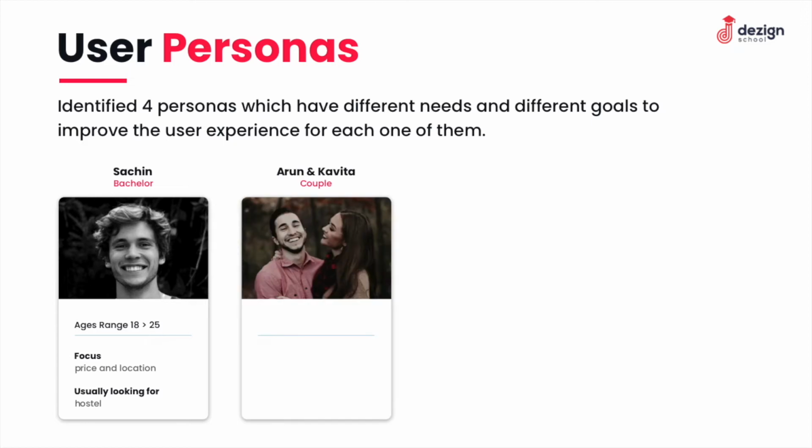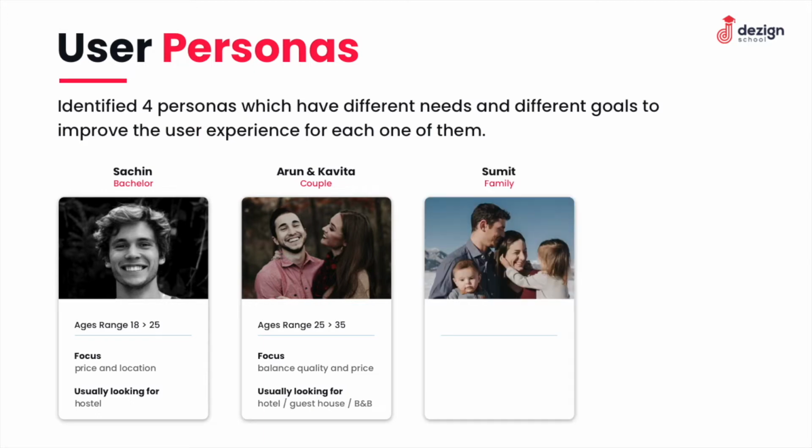My second persona is a couple. Their names are Arun and Kavita and I define their age as 25 to 35. Arun focuses on balance of quality and price and usually they stay in guest houses and B&Bs. My third persona is a family. His name is Ramesh and I define his age as 30 to 45. Ramesh is with his wife and children and his focus is on facilities and quality. He needs an expensive room where he can get quality and facilities. Usually he stays in a hotel or apartment.